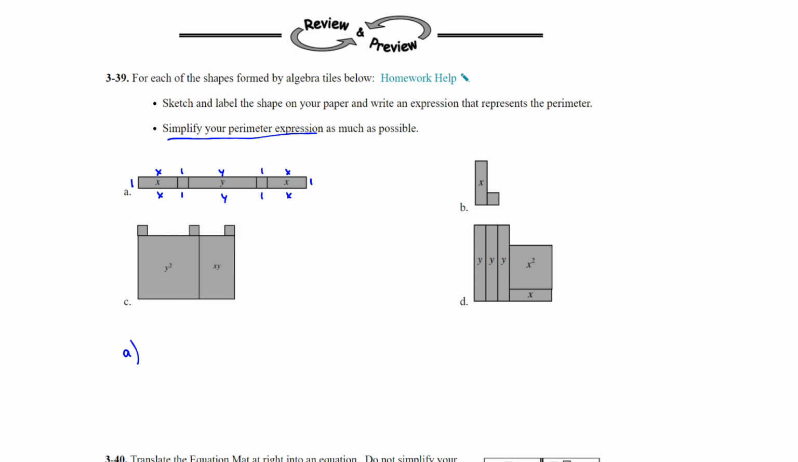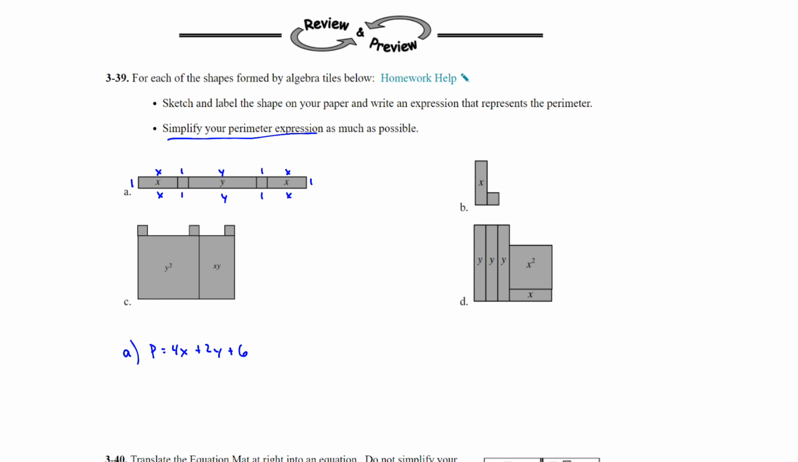I see that there's 4 x's. So the perimeter is equal to x added 4 times, which would be 4x. I also see there's 2 y's, so that'd be plus 2y. And then you have 1, 2, 3, 4, 5, 6 1's. So that's plus 6 there. So that's the perimeter of A.